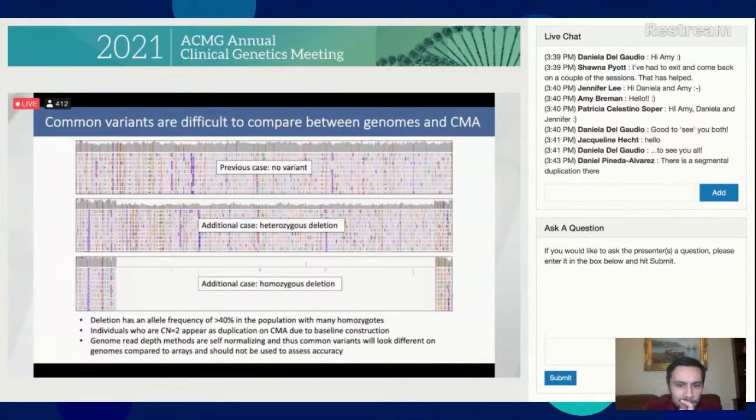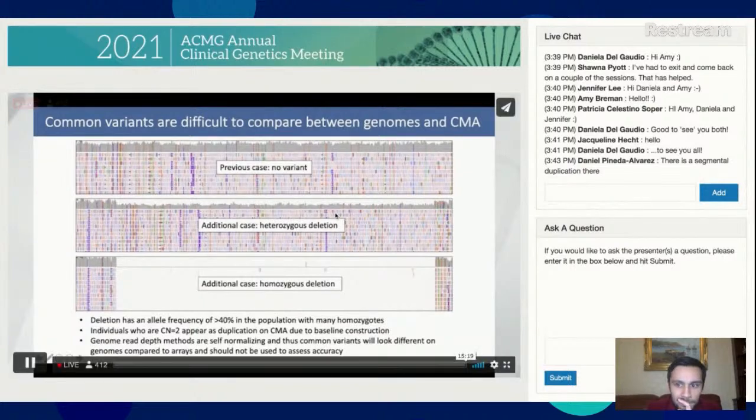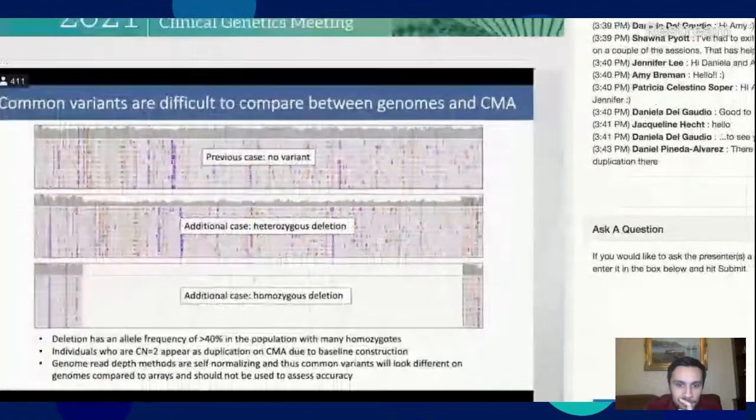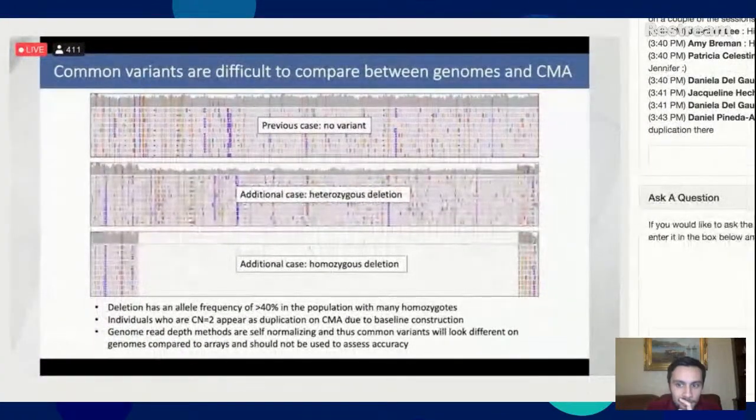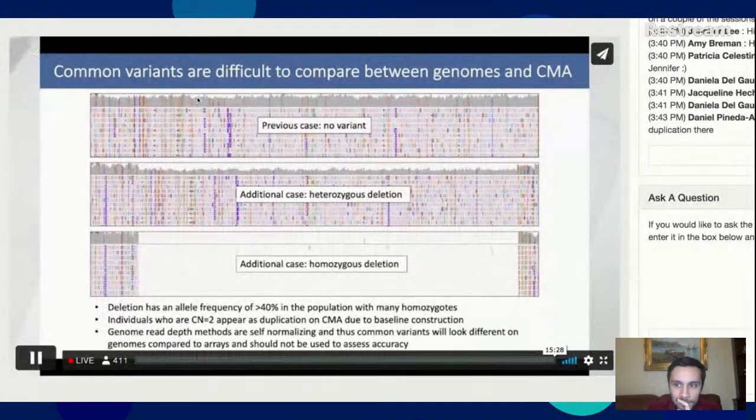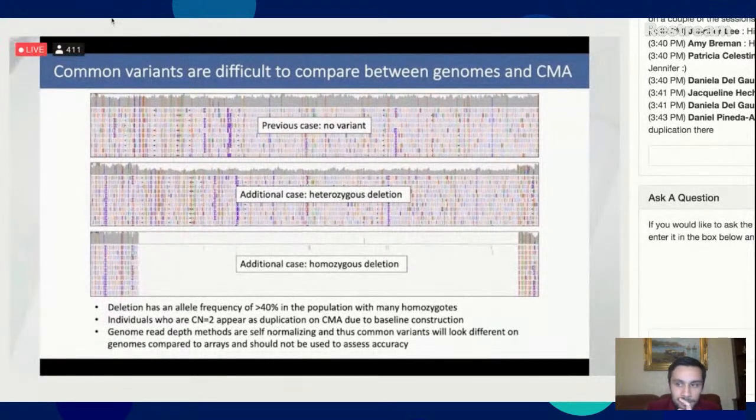And so individuals who are copy number 2, like the case that I just showed you, appear as a duplication in CMA, but this is due to the baseline. So this is one of the advantages to the genome read depth methods, is that they can self-normalize across themselves and don't rely on baselines. So in these common variant regions, it's very hard to compare between the 2 different technologies as well.